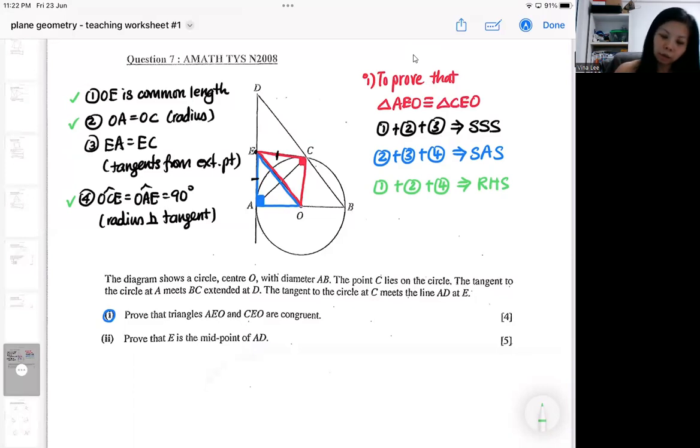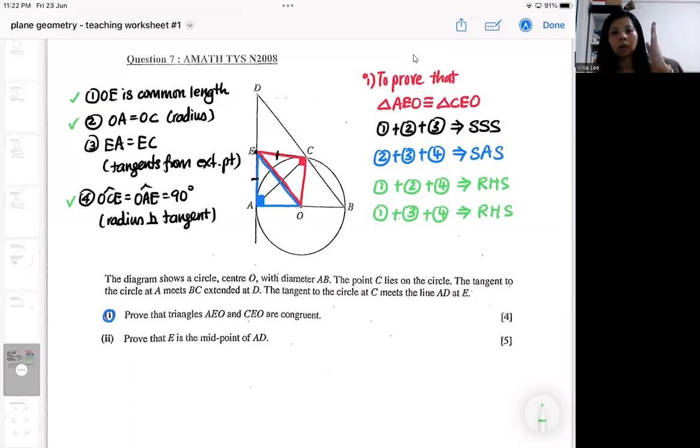So similarly, if you use OE and you use number 3, which is tangent from an external point, and the 90 degree, it will also be RHS. So you can list out the properties that you can see first, and then you see which one can fulfill the test. So sometimes it can be more than one possible congruency test. As long as your property is correct, and you fulfill the test of congruency, then that will be sufficient to prove that it is a congruent triangle.